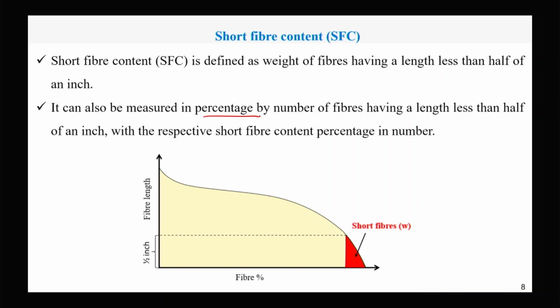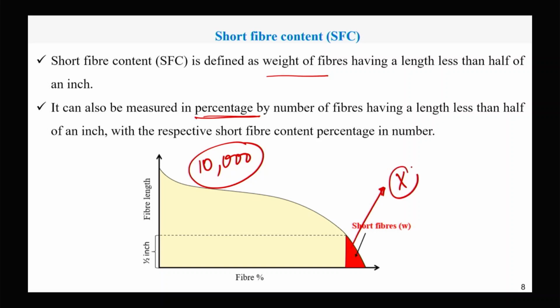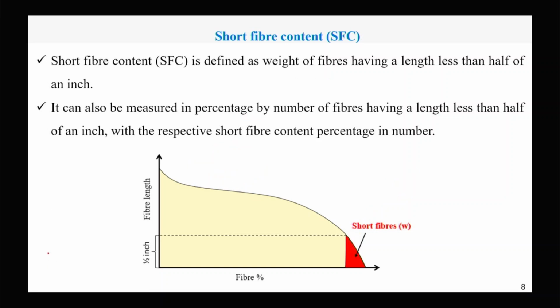Percentage by number. So by weight and also by number we can measure. Number of fibers, suppose there are 10,000 fibers in this distribution, and we can measure the number of fiber x. So we can count number of fibers shorter than ½ inch, and this short fiber content is important for roller setting, and it will indicate the floating fiber.